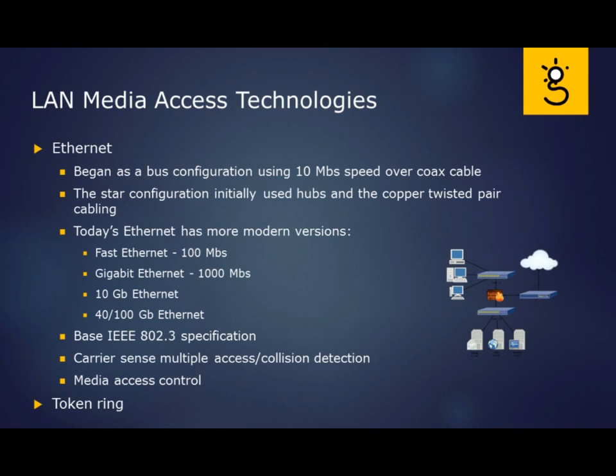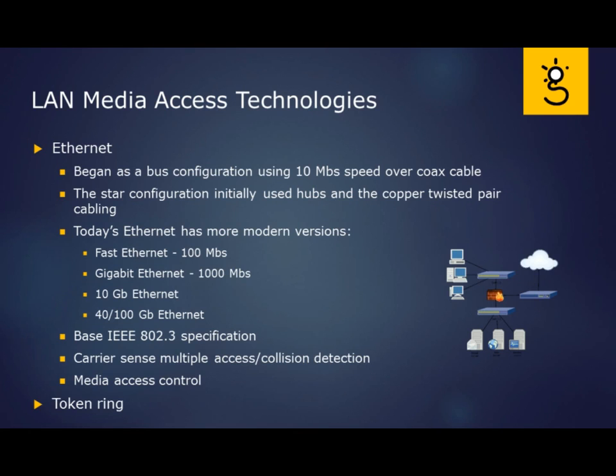Well, in the LAN, local area network, your common media access technology is Ethernet. It can be copper, it can be fiber, but it's Ethernet. We used to use token ring a lot. I'm just going to tell you, there used to be token ring. That's all I'm going to tell you about it. Now we've got Ethernet. So Ethernet began as a bus configuration. It used a 10 megabit speed, and it did it over a coax cable, short for coaxial. If you've got cable TV, you know what I'm talking about.